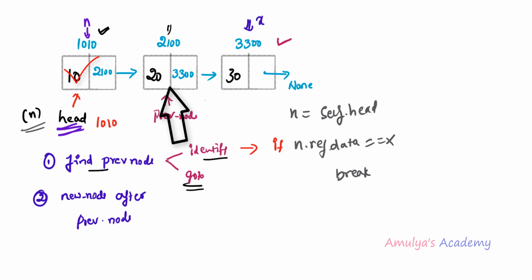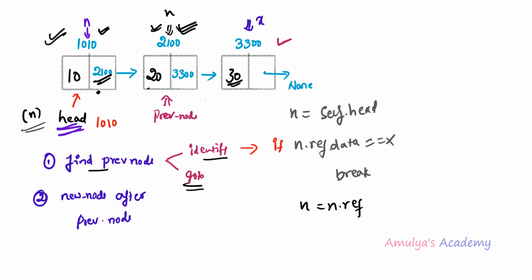If it becomes true, that means this is the previous node of that. If it is not, here it is not, right? We took x as 30 and it is 20. 20 is not equal to 30. Then I need to go to the next node, right? That is, now here we are here. We need to go to this node, next node. How to go to the next node? For that you need to take n equal to n dot reference. So here n dot reference is nothing but the link or reference of the next node. So here n becomes this node now.